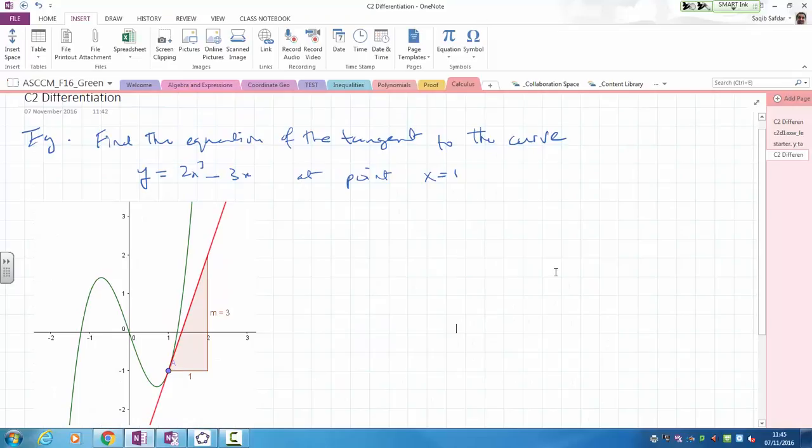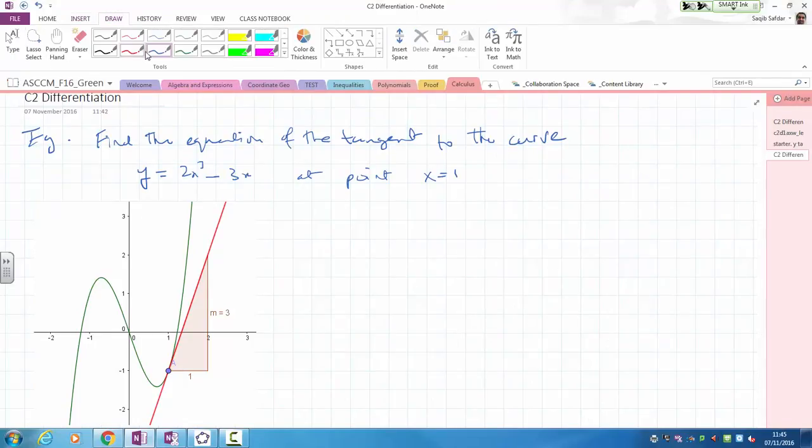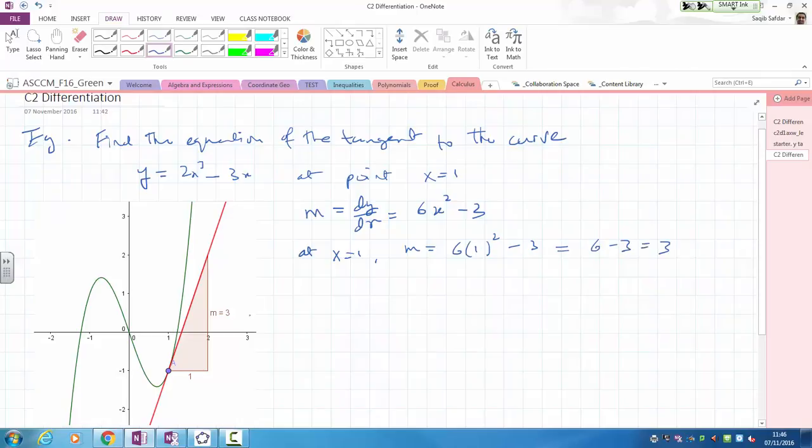And we need to work out the equation of this tangent. So what we're going to do is we know the gradient. So we know the gradient m equals dy/dx, and this 3 times 2 is 6x squared take away 3. So that's the gradient of y at any point. I'm going to tell the examiner at x equals 1, the gradient equals 6 times 1. I'm going to substitute the numbers in and not do things in my head. So that gives me 6 take away 3, which is 3, which is obviously correct. I can see that from the picture here.